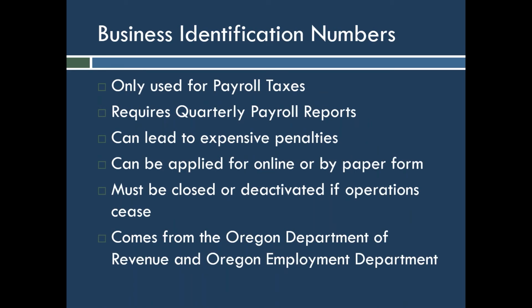So the other most common tax number is a BIN, a business identification number. Those tax numbers are used in Oregon for employers with payroll in Oregon. If you are in business and you don't have any employees, you don't need a BIN. Having a BIN obligates businesses to submit quarterly payroll tax reports to 3 different agencies: the Department of Revenue, the Department of Consumer and Business Services, and the Employment Department.